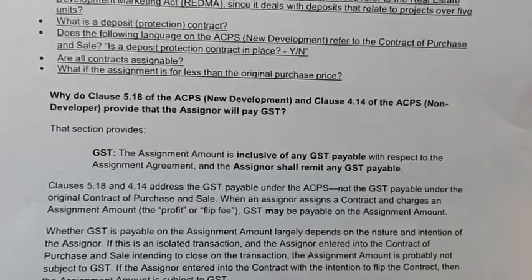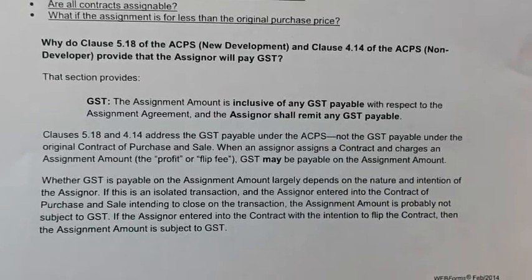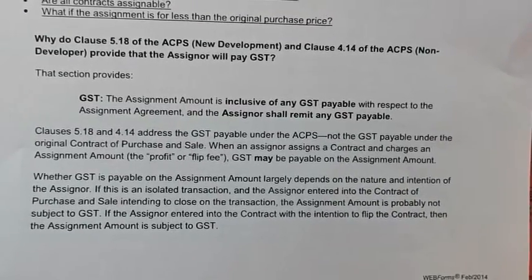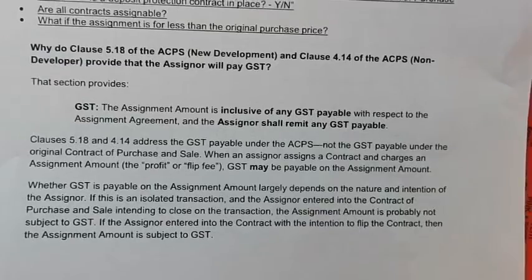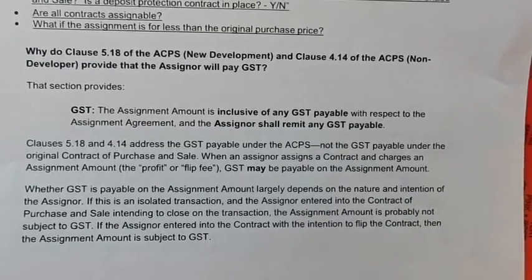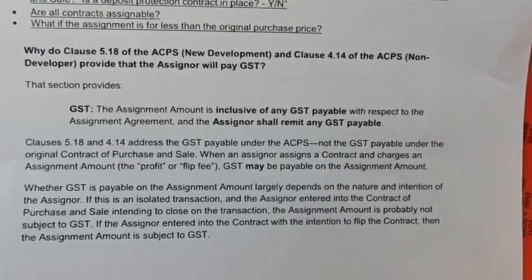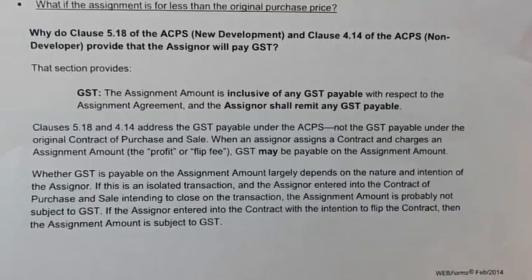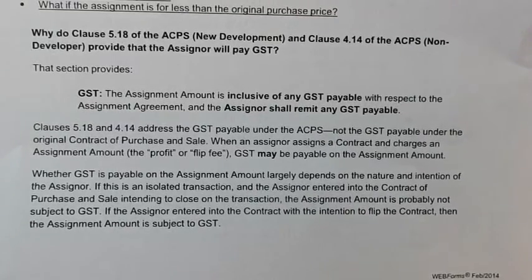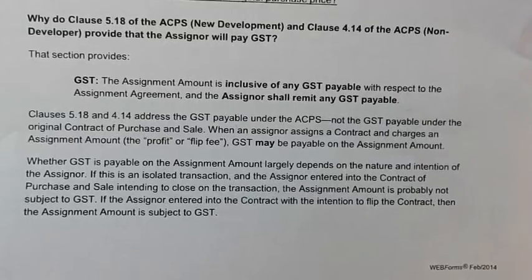Clauses 5.18 and 4.14 address the GST payable under the ACPS, not the GST payable under the original contract of purchase and sale. When an assignor assigns a contract and charges an assignment amount, the profit or flip fee, GST may be payable on the assignment amount. Whether GST is payable on the assignment amount largely depends on the nature and intention of the assignor.